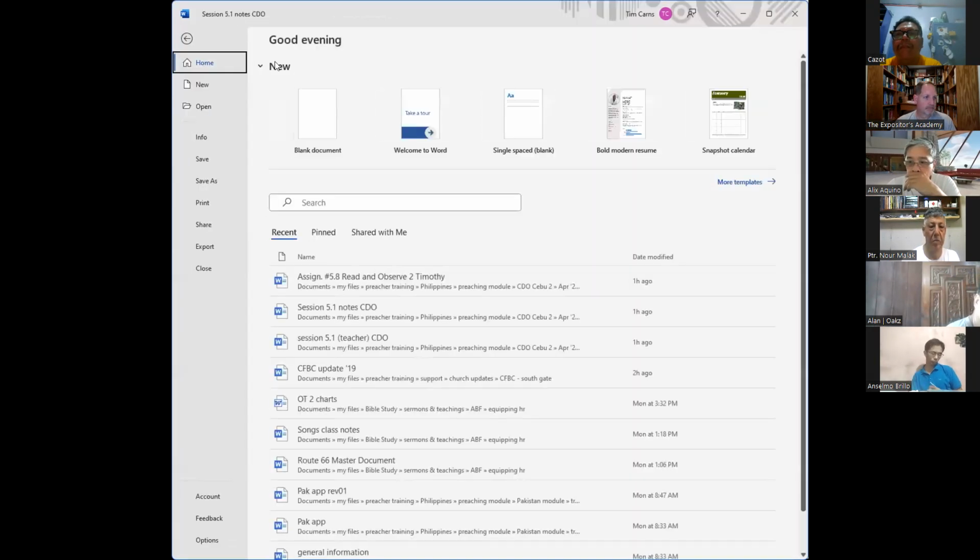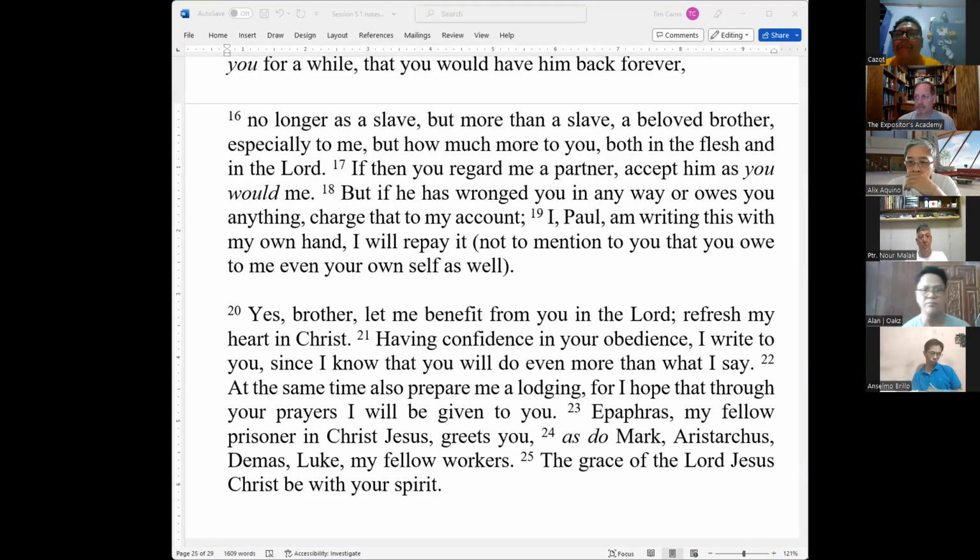Yes, brother, let me benefit from you in the Lord. Refresh my heart in Christ. Having confidence in your obedience, I write to you, since I know that you will do even more than what I say. At the same time, also prepare me a lodging, for I hope that through your prayers I will be given to you. Epaphras, my fellow prisoner in Christ Jesus, greets you, as do Mark, Aristarchus, Demas, Luke, my fellow workers. The grace of the Lord Jesus Christ be with your spirit.